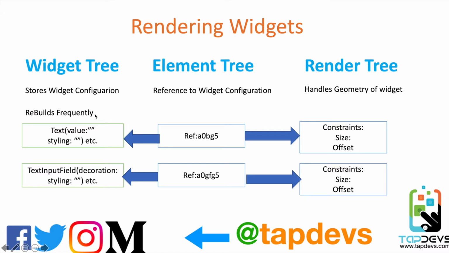One difference is that the widget tree can be rebuilt frequently. Whenever you call setState or change anything, whenever setState gets called, it gets rebuilt. Or you can say whenever the build method is called, it gets rebuilt. But it's not important for the element tree to rebuild itself over and over again. And the same with the render tree. We'll see this and I'll explain this in this video. So let's go to the example.